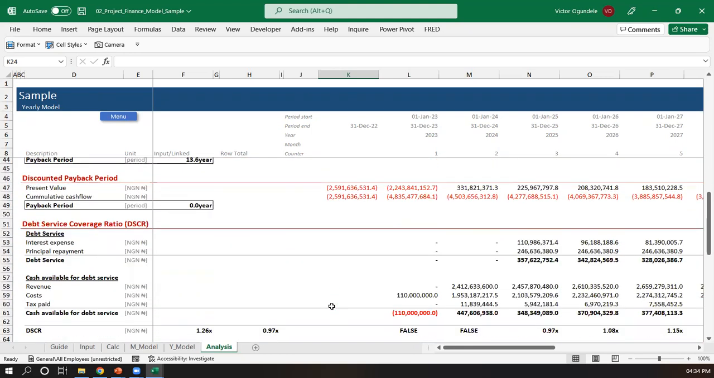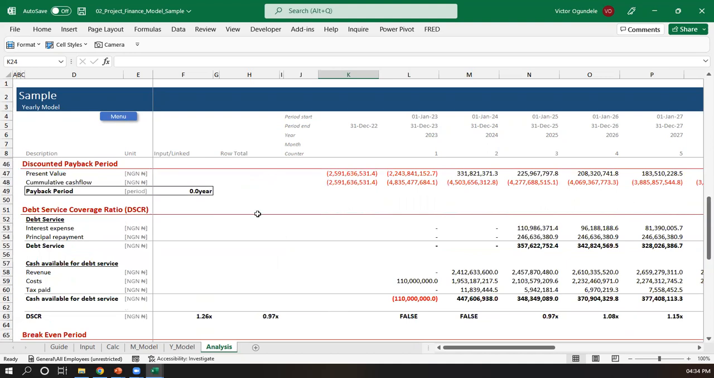Most important one is what we also call our payback period. How long will it take the project to be able to get a cash that will be equal to the initial capital outlay?